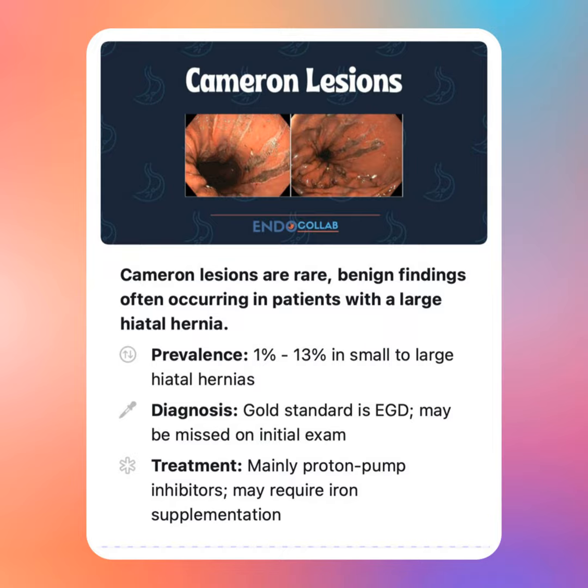Cameron lesions are essentially linear erosions or ulcerations. These are found on the gastric mucosal folds in patients who have a large hiatal hernia. This is particularly interesting because these lesions are typically located at what we call the diaphragmatic pinch.